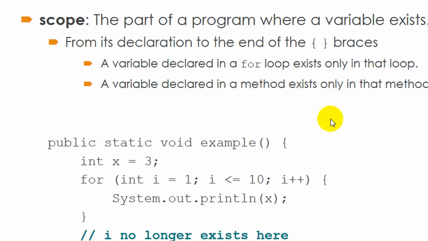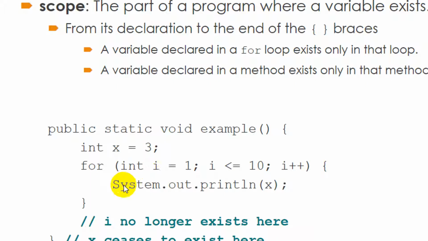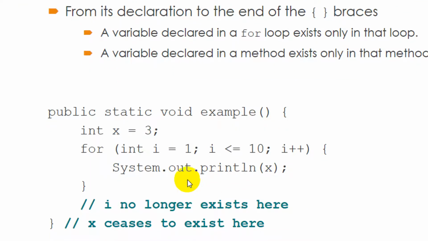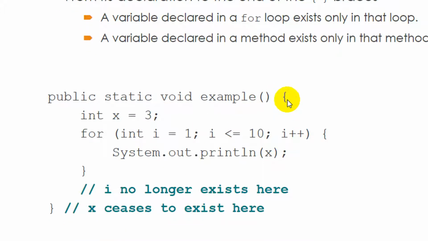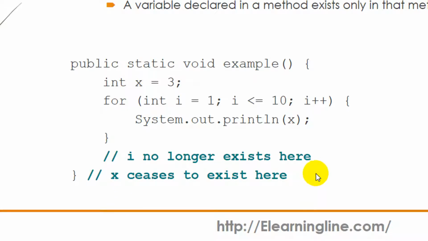The scope, when you declare integer x equal to 3, for integer I equal to this, you can use it right up to here, up to this point. But when you exit this particular method, the x is no longer existing. When you go out of this for loop, I is no longer existing for you. Let's try out this program right now.